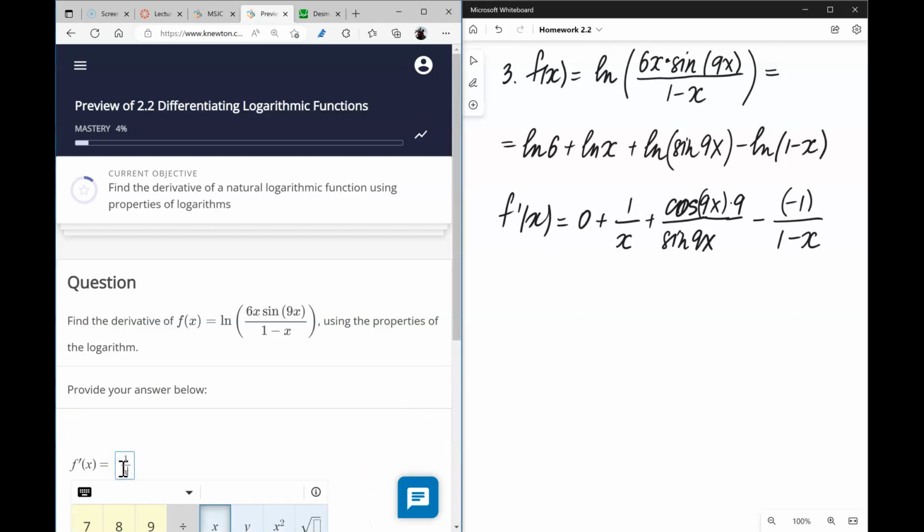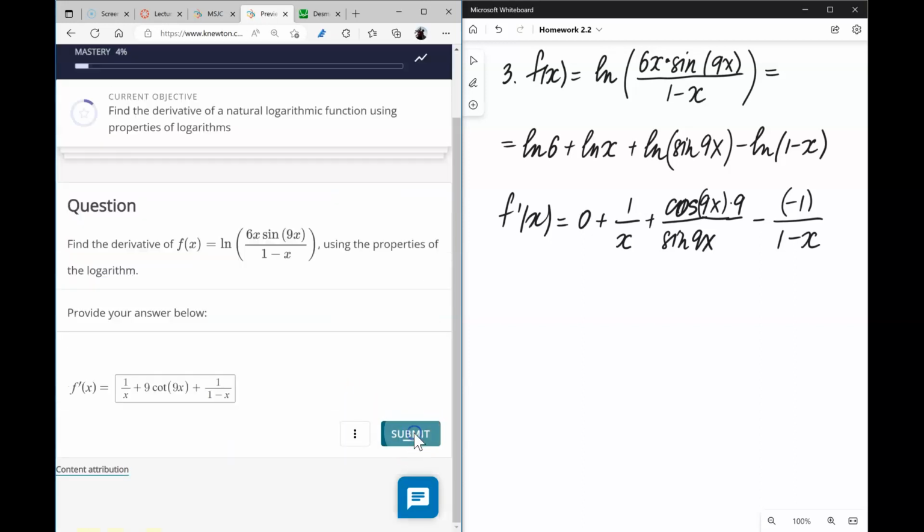So the final answer is 1 over x plus cotangent of 9x times 9 plus 1 over 1 minus x. So I'm simplifying as I'm entering it.